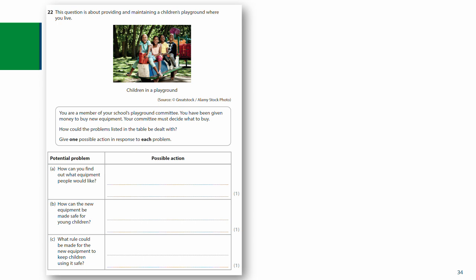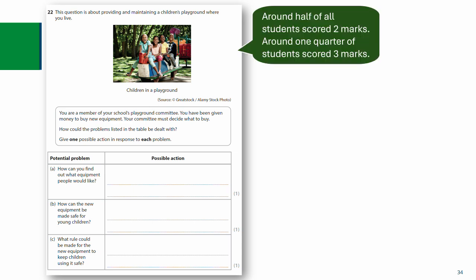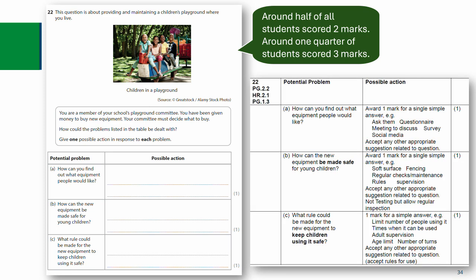Let's look in some detail now at the first question, providing and maintaining the children's playground. The 3 problems that were posed were, first of all, how do we know what to give to people? Secondly, how do we make it safe? And thirdly, are there any rules that we might need to introduce? Around half of all students scored 2 marks, which was great to see, and a quarter scored 3 marks. So there was evidence of students engaging strongly with this type of item, which invites them in with a colourful photograph to get thinking about problem solving.